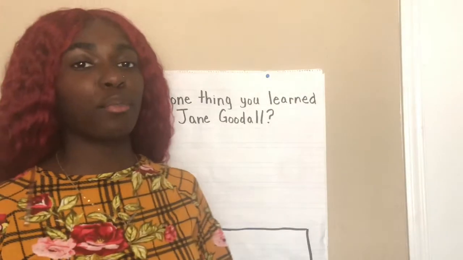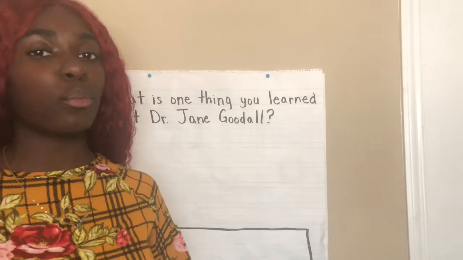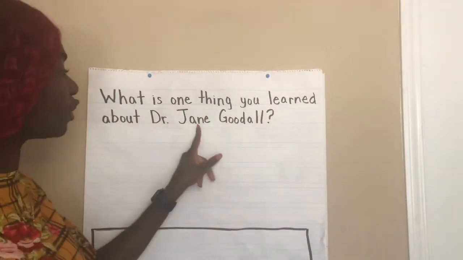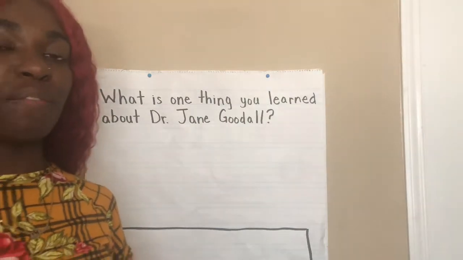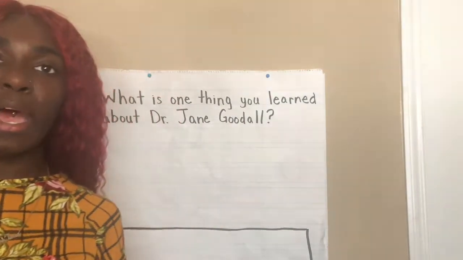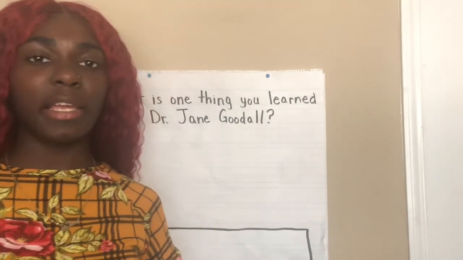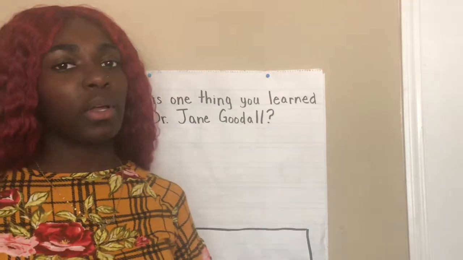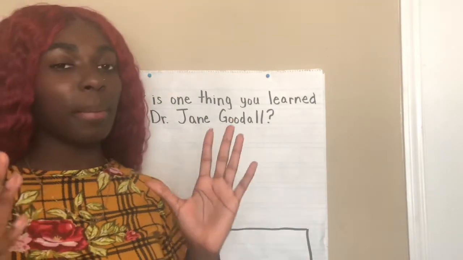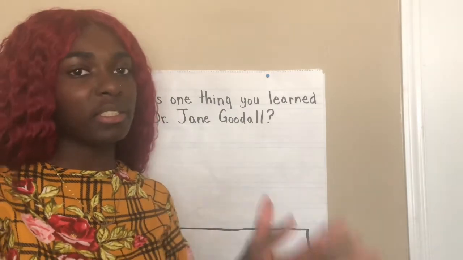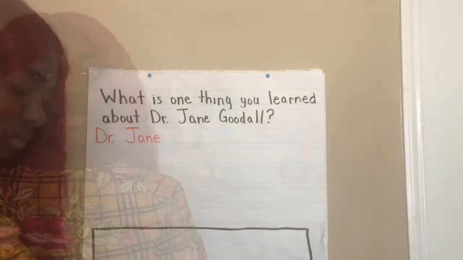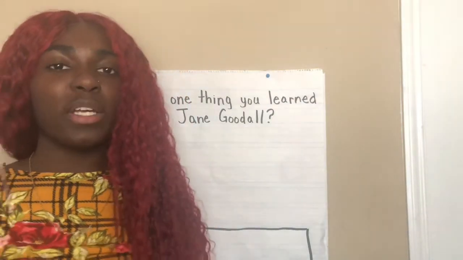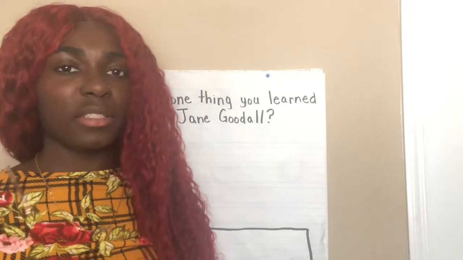And now that we have read the story, we're ready to get into our writing prompt. What is one thing you learned about Dr. Jane Goodall? Remember, before we read it, I asked, how does Jane learn about the chimpanzees? What does she do? And you should have told somebody near you what she does for the chimpanzees. So now that we've read the story, we should know what Jane does to learn about the chimpanzees.